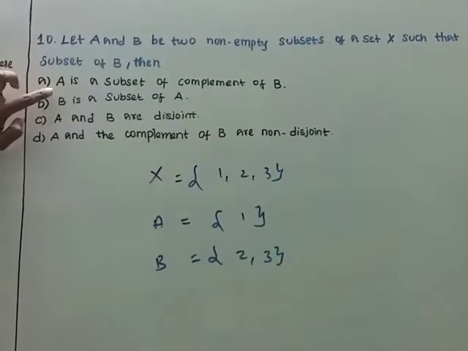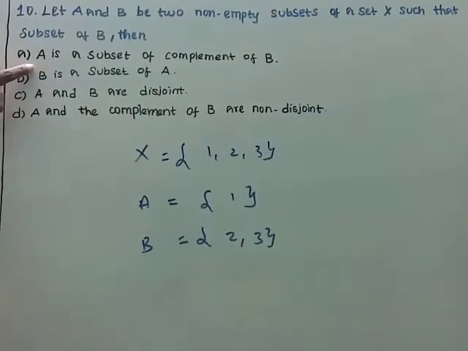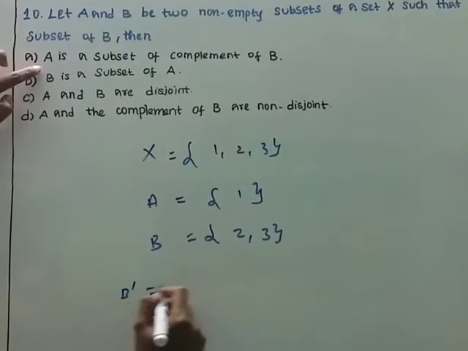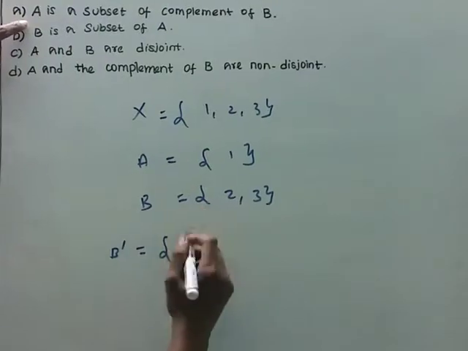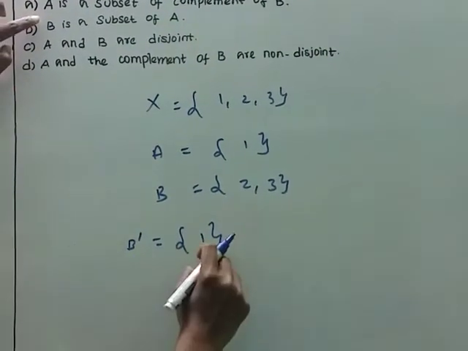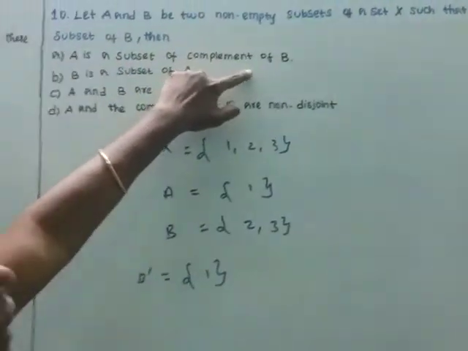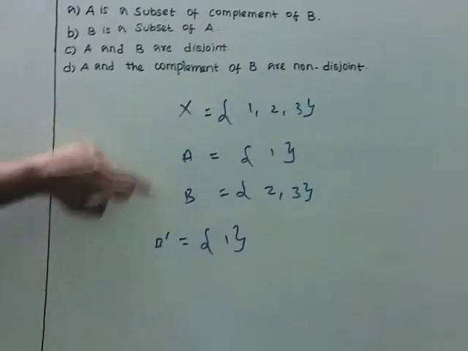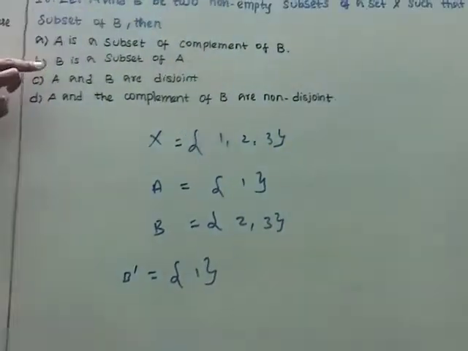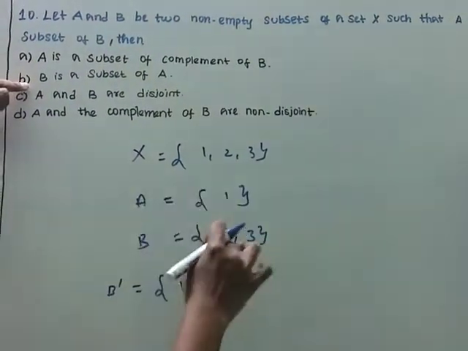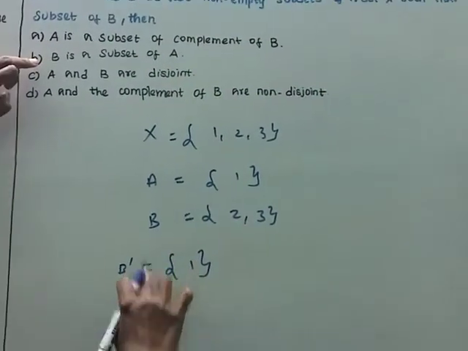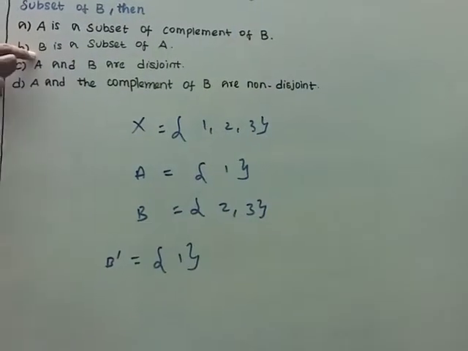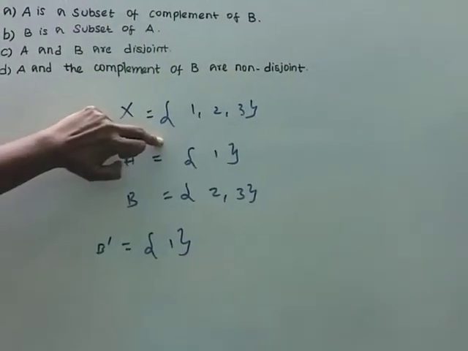So first, A is a subset of the complement of B. Let us check this. What is the complement of B? That is {1}. So here we get A is a subset of the complement of B. So B dash is equal to {1}. These two are the same thing only. Okay? A is equal to B dash, not a subset. Next, B is a subset of A? That is also not true.